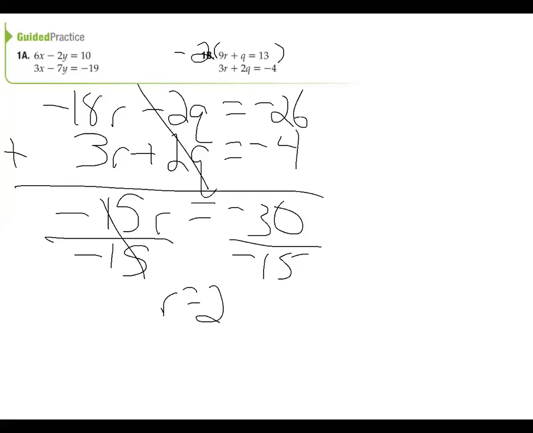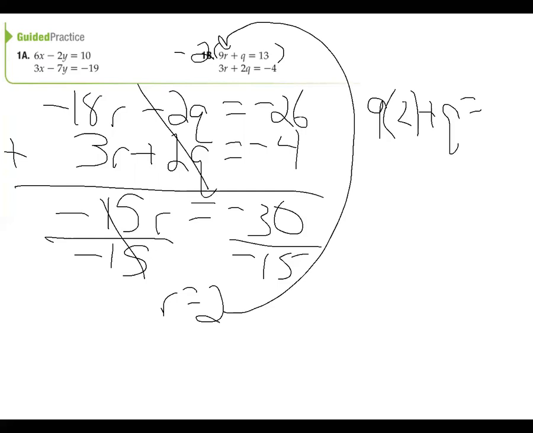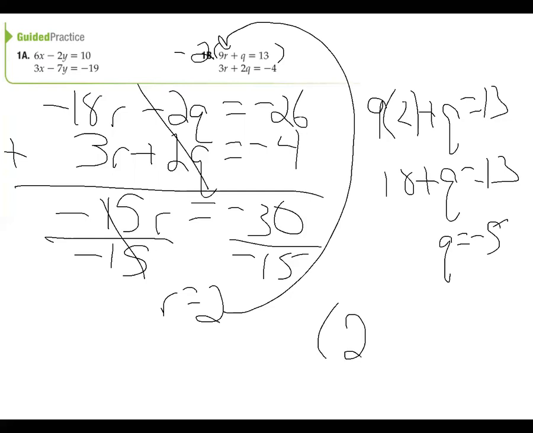Then you can plug that back into one of the original equations. So I'm going to plug it into the first one. So it's 9 times 2 plus q equals 13. So 18 plus q equals 13. So q equals negative 5. And my ordered pair in alphabetical order, r does not come first. It can be negative 5, 2. Okie dokie.